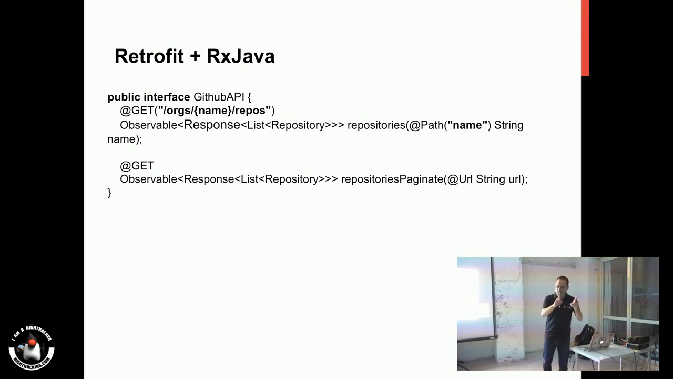Change your contract first. Because now, instead of returning a call object as we did before, we're going to return an observable of response of list repository. Why is this? Because we are paginating results. So for every page, we get a response. And eventually, what we want to do is somehow transform observable response of list repository into just observable repository. There's a magic way to do that.